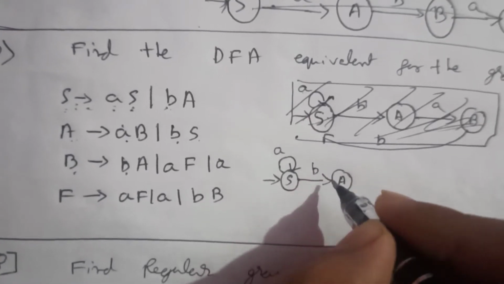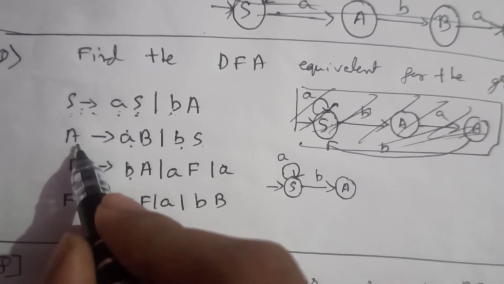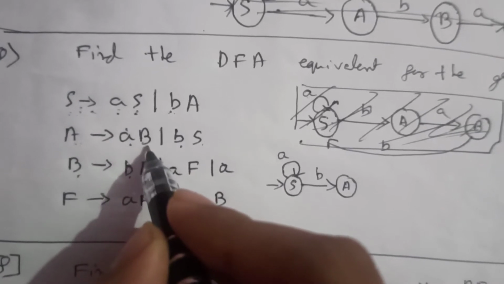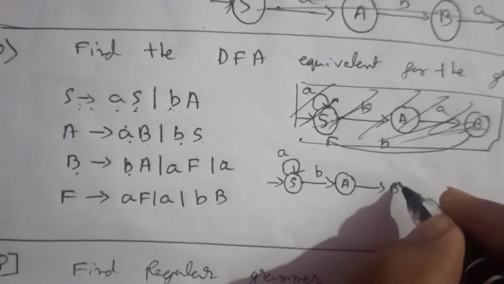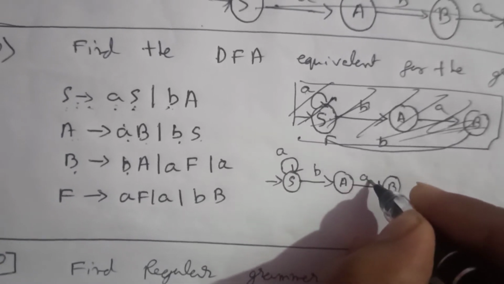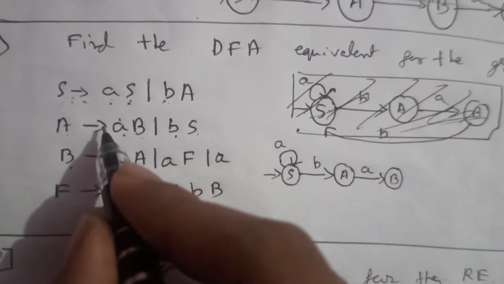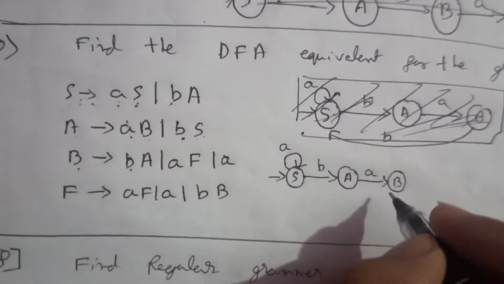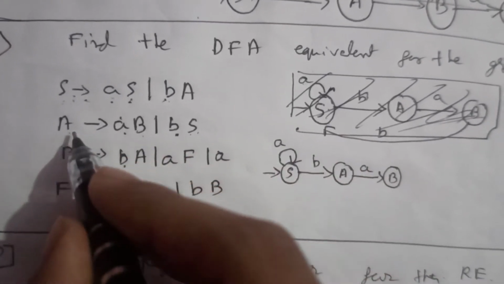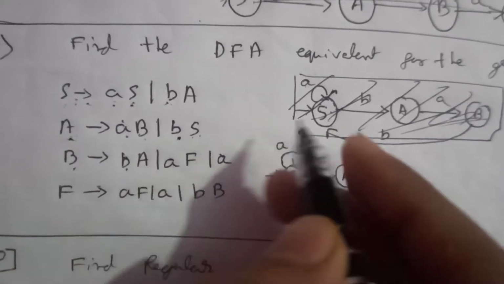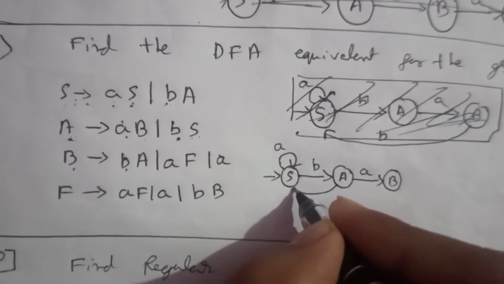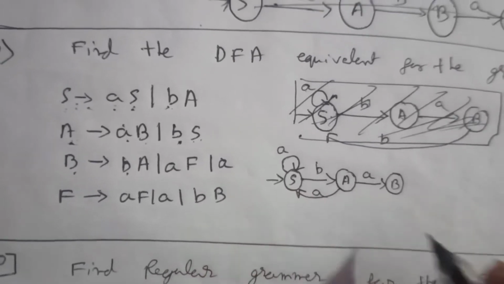Now what are the production rules for A? From A it will reach a new state B for input symbol a, and for input symbol b it will reach state S. That is, from A, if it receives input symbol b, then it will reach S. So there will be a loop.